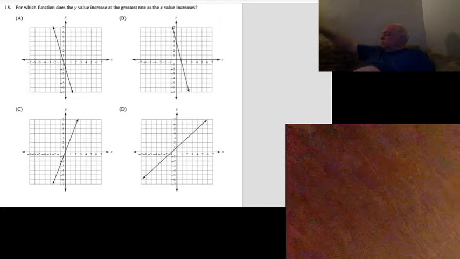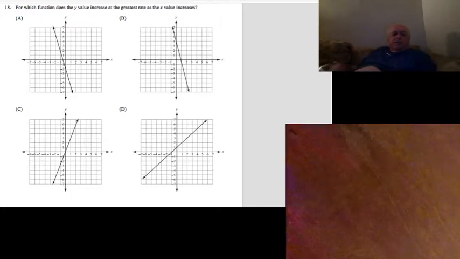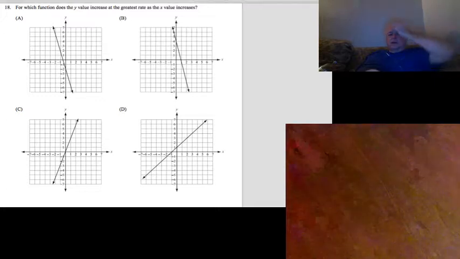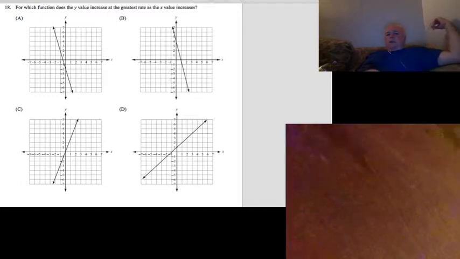So Lisa says D. What about you, Abbas? Abbas says C. Yeah, the answer is C. First of all, A and B are definitely ruled out because as x increases, y is decreasing. So in both C and D, as x increases, y increases. So if we go back to the actual question, it says, for which function does the y value increase at the greater rate as the x value increases?